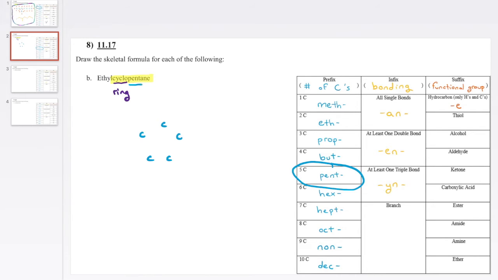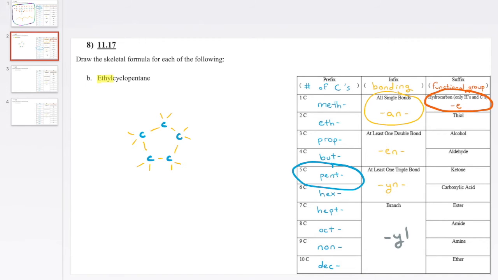The infix AN is telling us that we're dealing just with single bonds. So I'll connect all these carbons with single bonds, and I know carbon has to have 4 bonds, so these have to have 2 other single bonds each. Then the suffix is E, so we're dealing with a hydrocarbon. So when we finally have to fill bonds in, we're going to fill it in with hydrogen. But first, let's draw our branch. So that's the backbone. The branch is ethyl, and you know it's a branch because branches always end in YL.